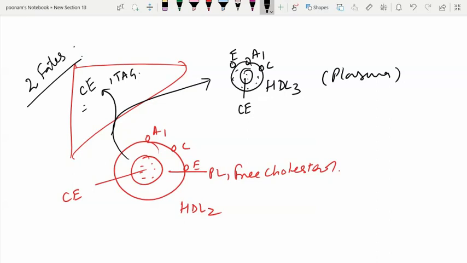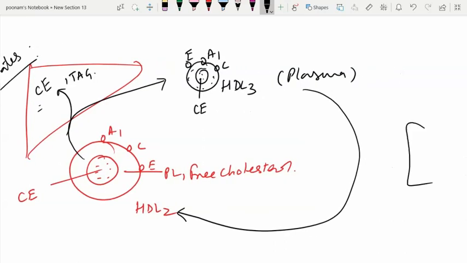Now this HDL3, which has come out from the liver into the plasma, enters the reverse cholesterol transport, and further it is accepting cholesterol from extrahepatic tissue, and by the mechanism which I described above will be converted to HDL2. So this is called the HDL cycle, where HDL2 is reaching the liver and is converted to HDL3, which is coming to the circulation. Again, it is working and accepting the cholesterol from extrahepatic tissue.